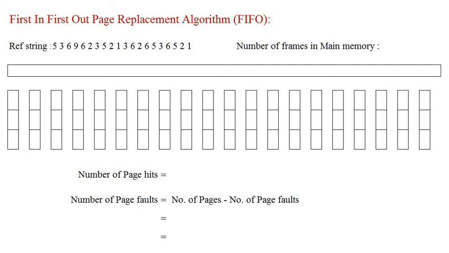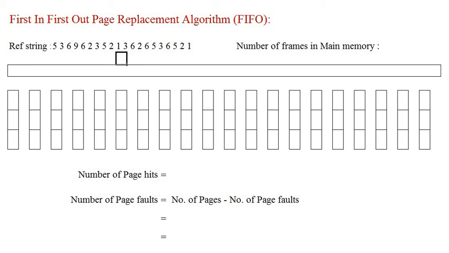Today our topic is the first in first out page replacement algorithm. In this algorithm, generally we read some reference string. Here the reference string is 5 3 6 9 6 and so on. This is called a reference string.